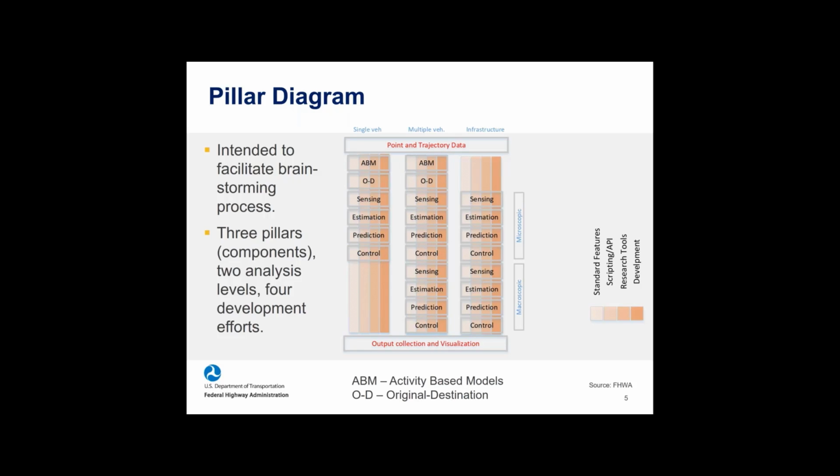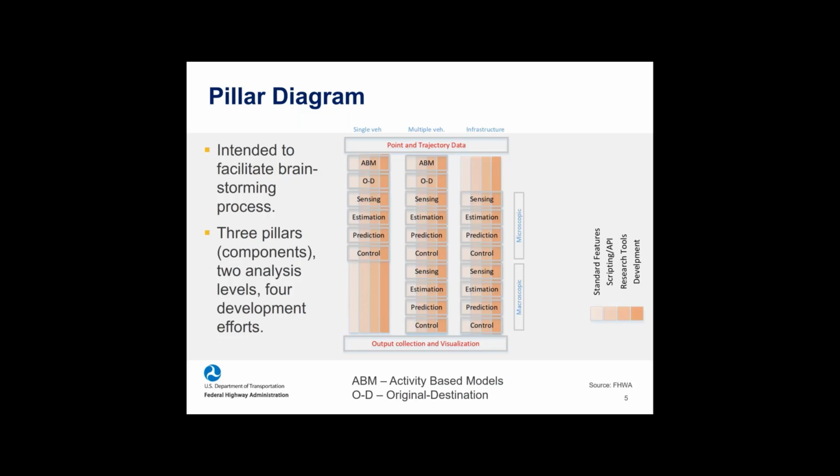So let's take one pillar at a time. Let's look at the single vehicle, for example. On the very top, you have activity-based models. And then below that, you have origin destination analysis. So this level in itself speaks to whether you need to look at the activity of the people in your simulation, the agents in your simulation, or you need to look at the origin destination as an aggregate measure instead of individual persons that you are simulating.